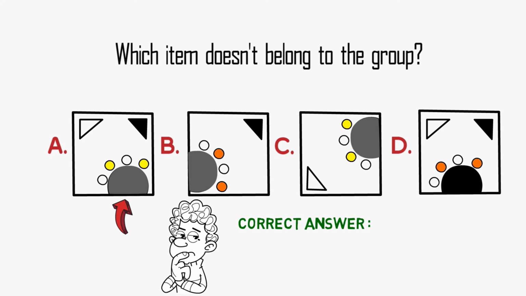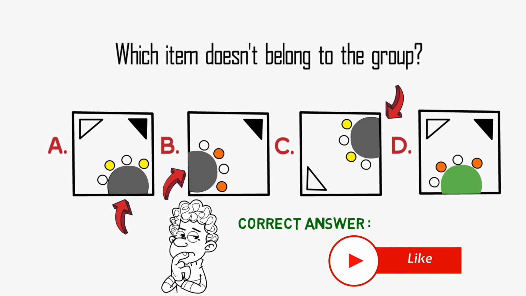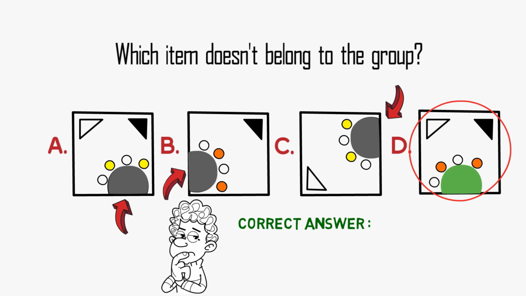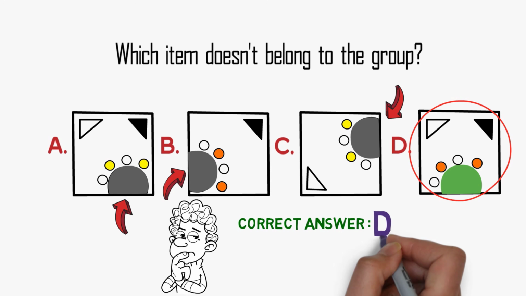You see this in the shapes A, B, and C. But in shape D, the half circle is placed in a different location. It is in the bottom middle of the square. This is why the item that doesn't belong to the group is the choice D. So the correct answer here is choice D.